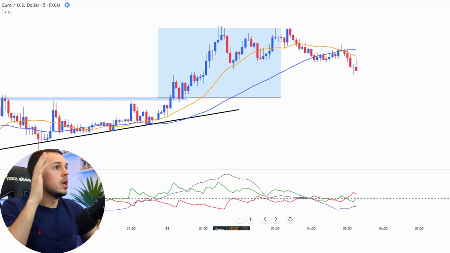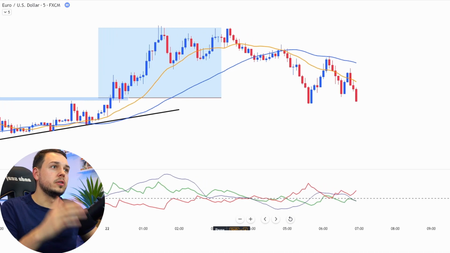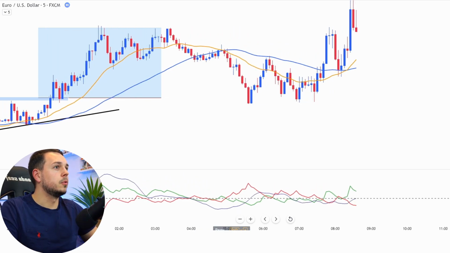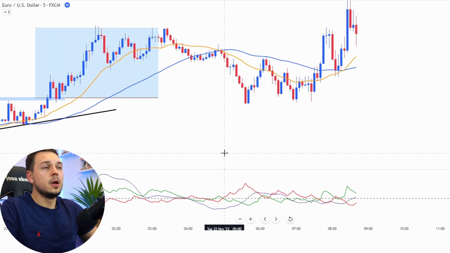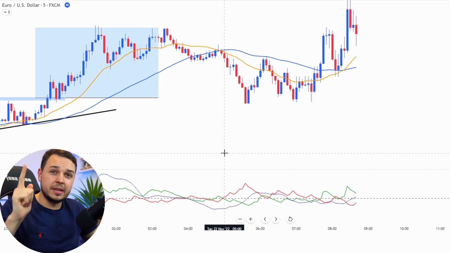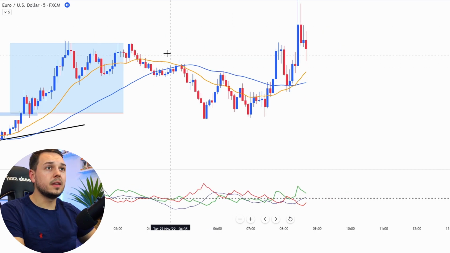So the market goes towards the downside, starts trending in between the moving averages, but look at this. Where do you think is a great trading opportunity? So let's take a quick glance.